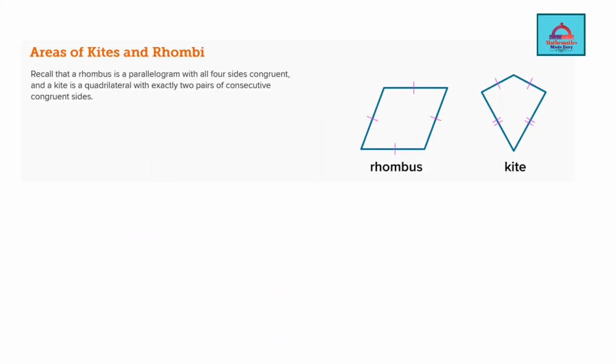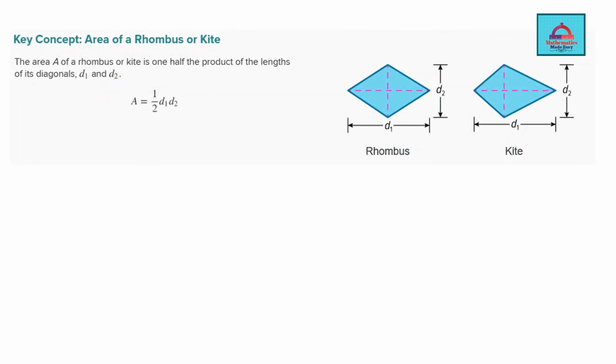So I want you to recall that a rhombus is a parallelogram with all four sides which are congruent or equal, and a kite is a quadrilateral with exactly two pairs of consecutive congruent sides. So congruent or equal length means same. These markings show you what is equal and what is the similarity and difference in a rhombus and a kite. Even though both of them have some differences, the formula to find their area is the same.